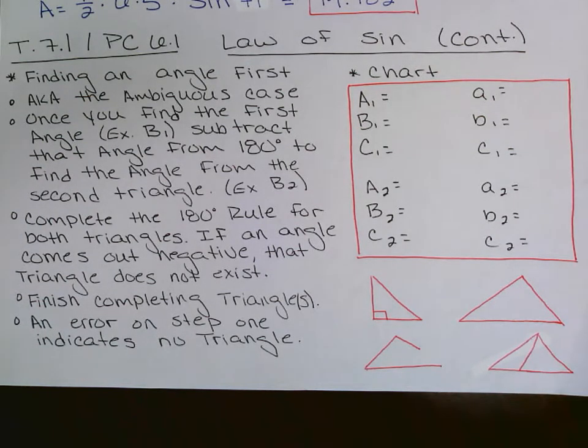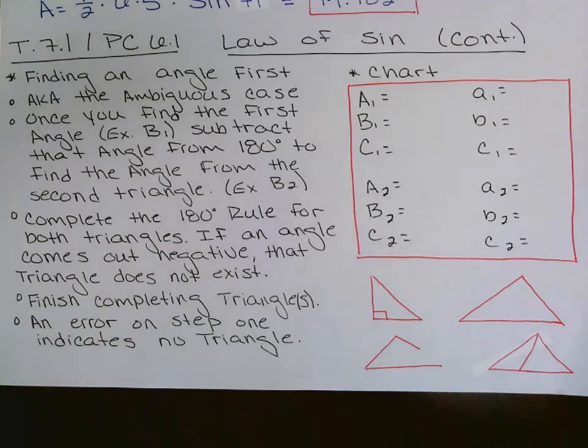So last class, last video, we were doing 7.1 for trig and 6.1 for precal, which is the law of sines. And we're going to continue on that today. The difference today: last class, when we were using the law of sines, we always found ourselves finding the sides first. Today it's a scenario where, when you're using the law of sines, you find yourself having to find an angle first. Okay?